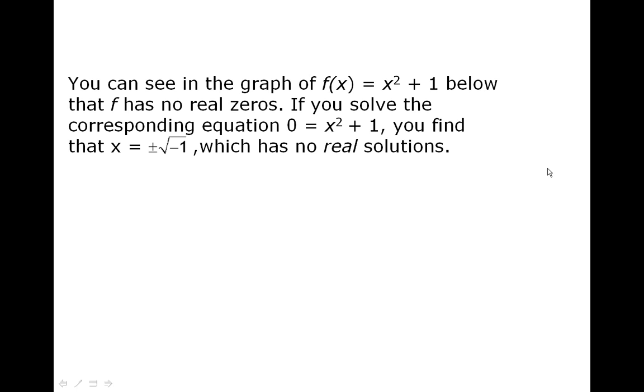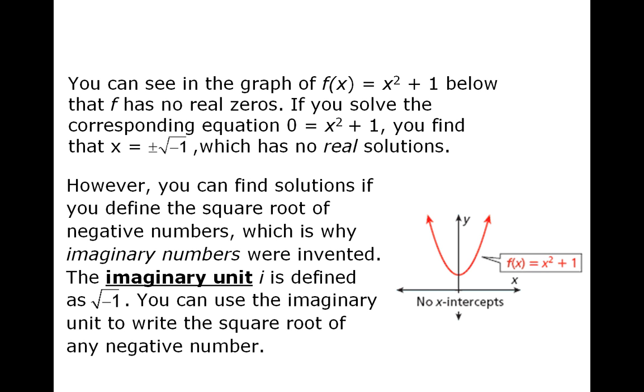You can see in the graph of f(x) = x² + 1 below that f has no real zeros. If you solve the corresponding equation, so if you took x² + 1, set it equal to 0, and try to solve for x, you'll get x = ± the square root of -1, which we know has no real solutions.